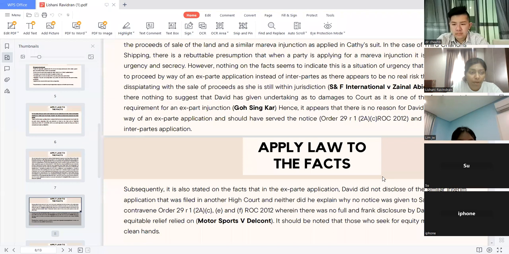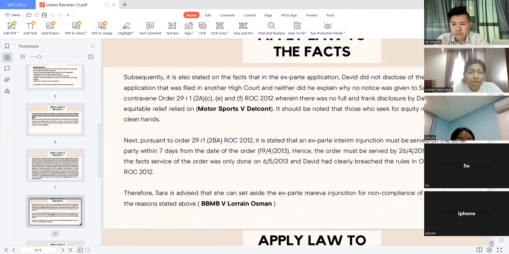Okay, so the next part here will be, subsequently, it is also stated on the facts that in an ex parte application, David did not disclose the similar interim application that was filed in another High Court, and neither did he explain why no notice was given to Sarah. This clearly contravenes Order 29, Rule 1(2AC), wherein there was no full and frank disclosure by David for the said equitable relief relied on. I use this case, Motorsports versus Delcon.